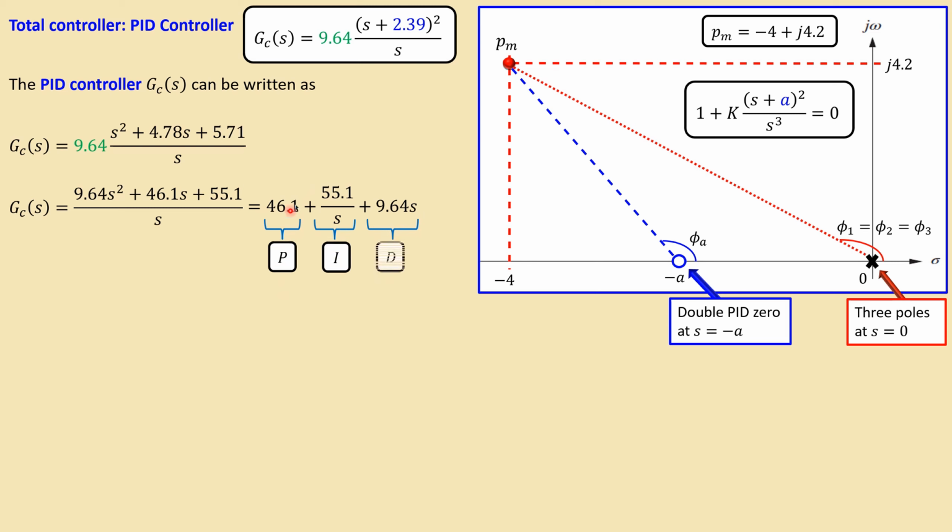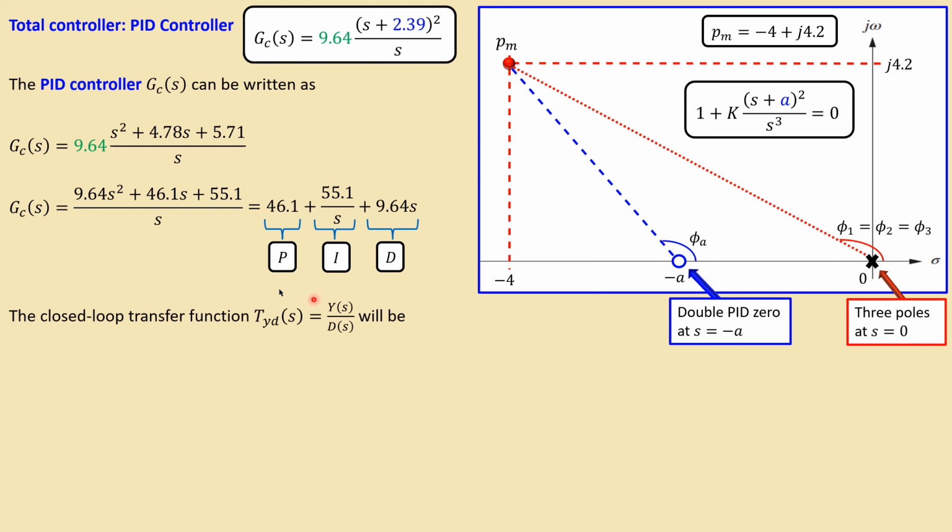So this is just a gain, this is an integration, 1 over s part, and this is the times s. So this is the differentiation. So P, I, D. So you can see that this is indeed the similar form of a PID transfer function.